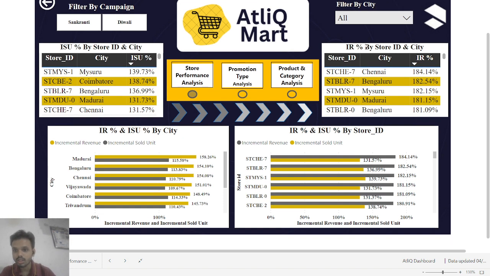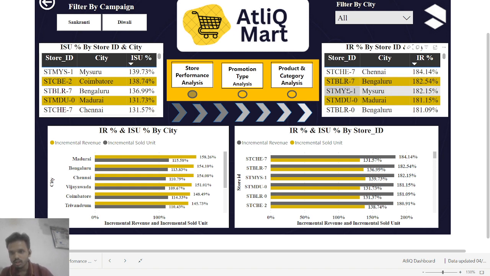This is followed by IR percentage per store ID and city. We can see that STCHE 7, followed by STBLR 7, STMYS 1, STMDU 0, and STBLR 7. The incremental revenue is 184.40%, followed by all the other values. We can see a common value, STMYS 1, in both top 5.